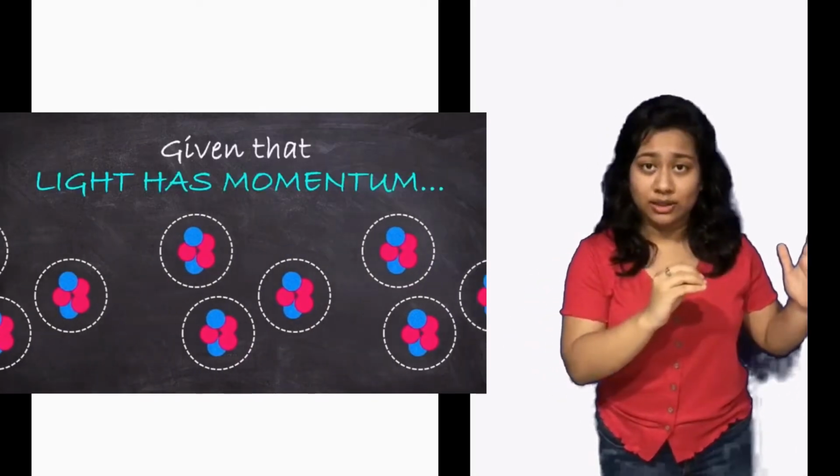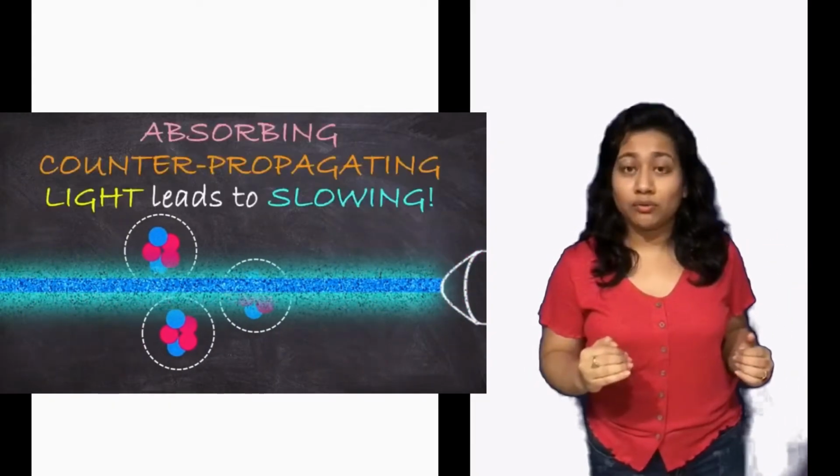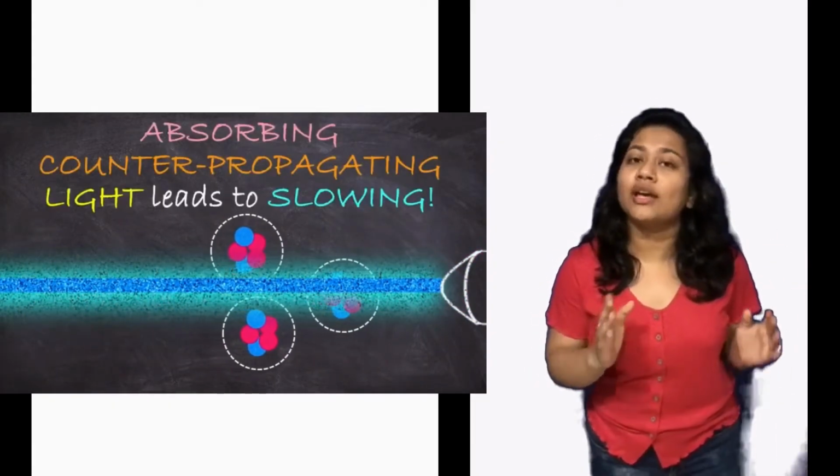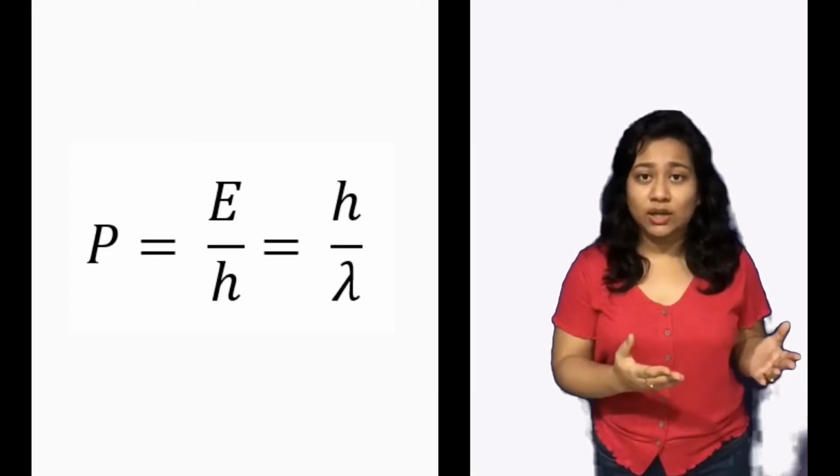Once an atom approaches a laser, it absorbs a photon. As a result, it gets slowed down, which is due to the fact that the photon has a momentum, which is given by this formula. And then the change in speed of that atom can be calculated by this formula.